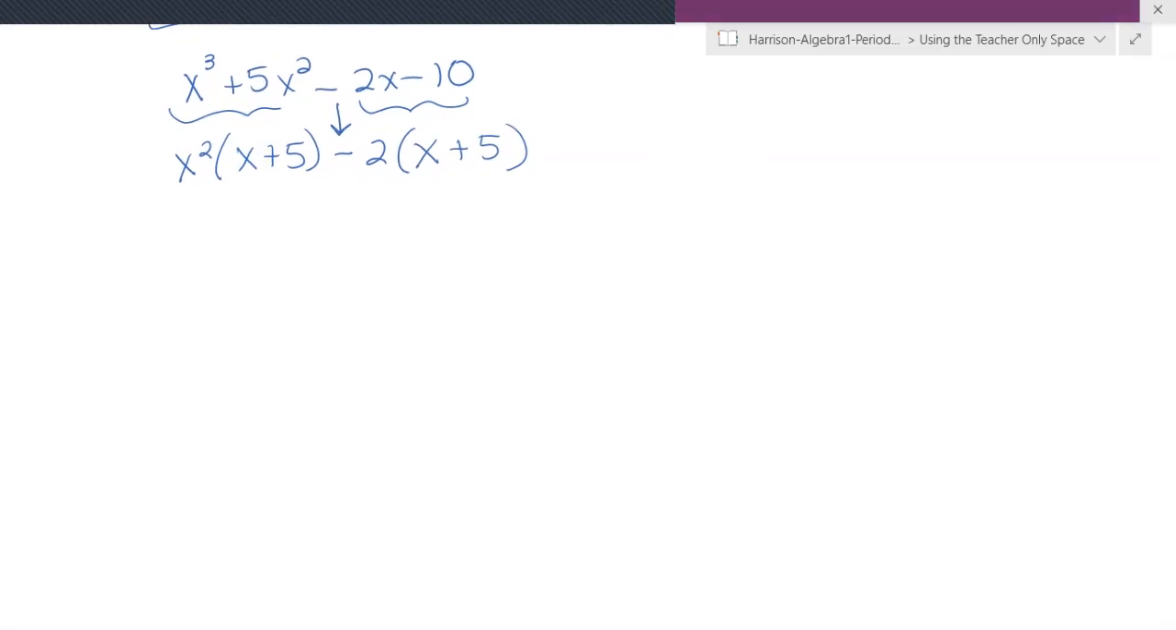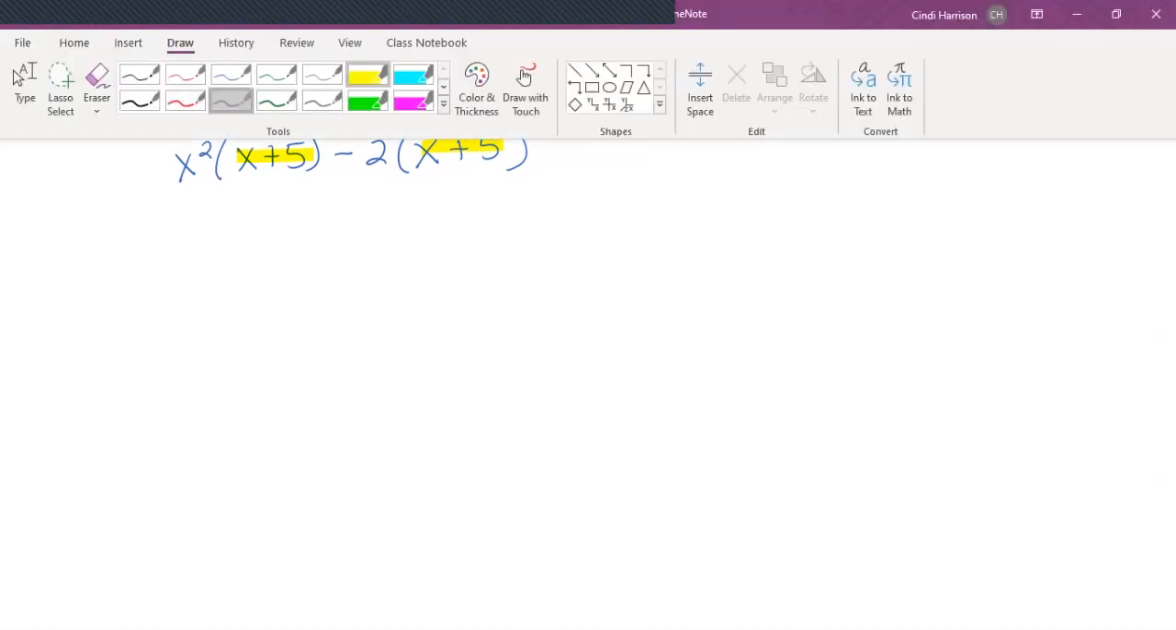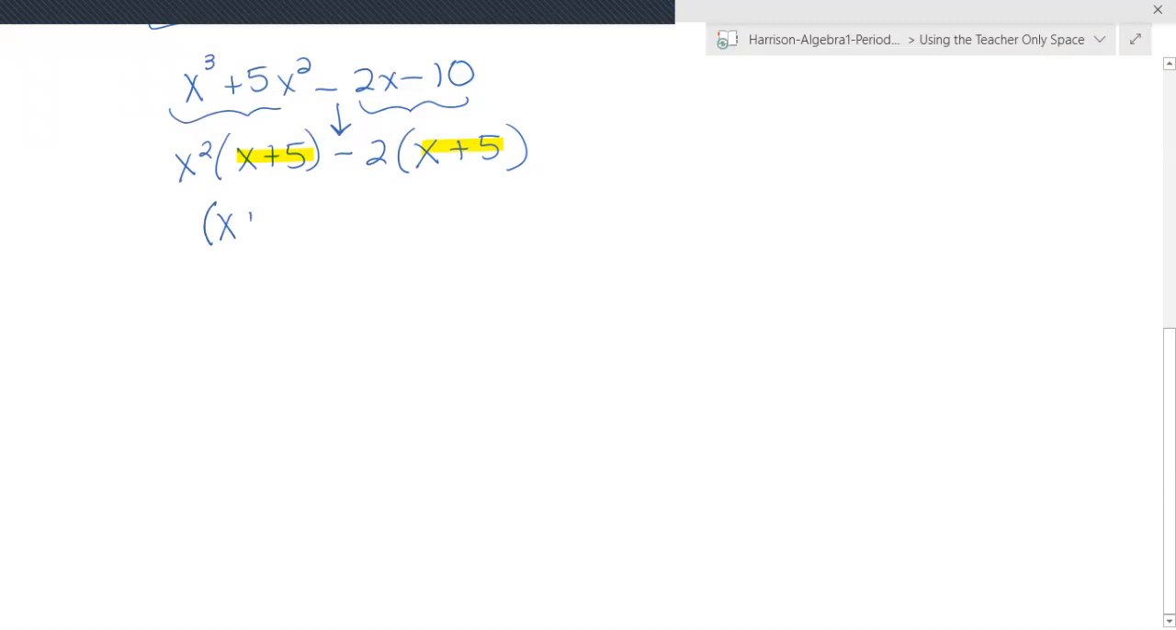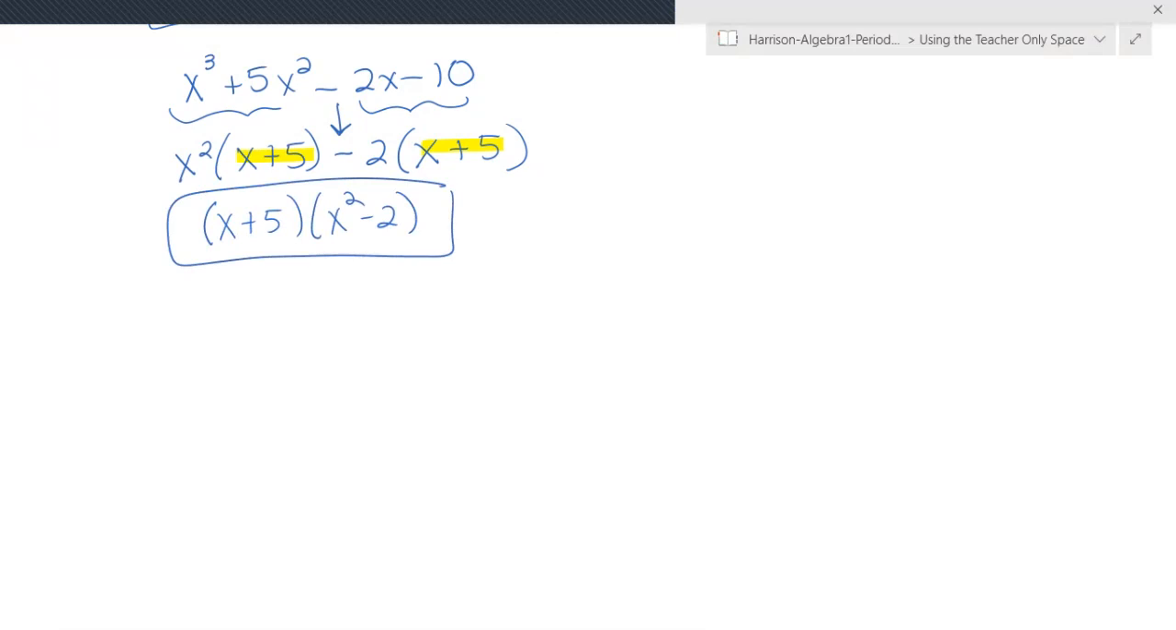So again, notice that we have our GCF in both places here. So we factored it out by stating it one time, and then that leaves x squared minus 2. Now, I often get questions here because they don't understand why we only write x plus 5 twice. I'm sorry, why we only write it once.